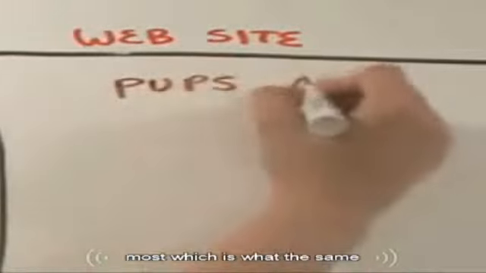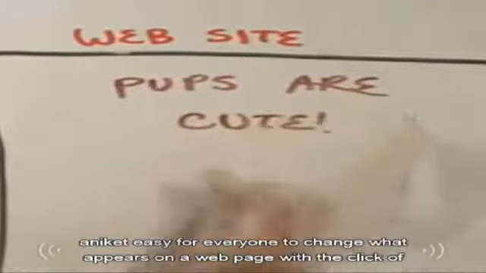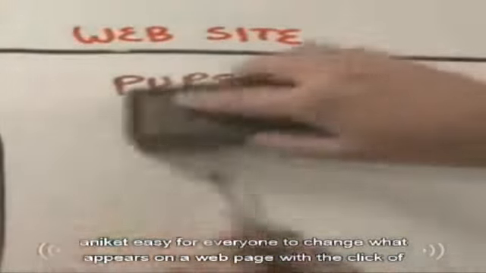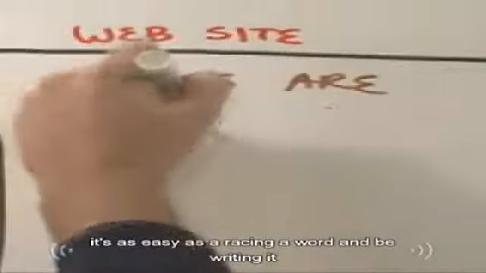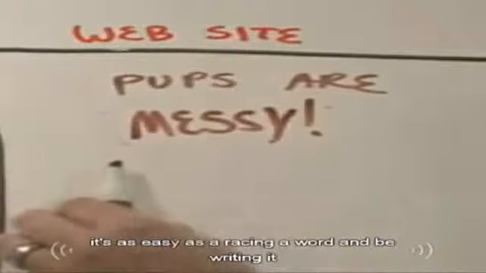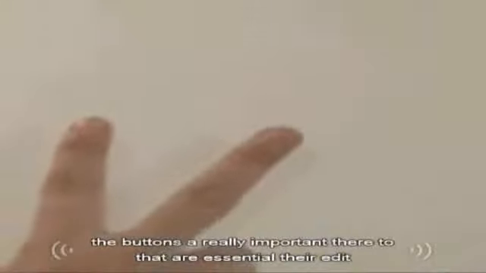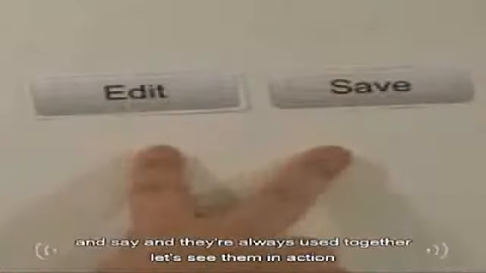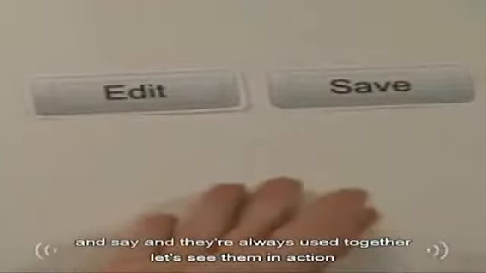Yay! Most wikis work the same. They make it easy for everyone to change what appears on a web page with a click of a button. It's as easy as erasing a word and rewriting it. The buttons are really important. There are two that are essential. They are edit and save, and they are always used together. Let's see them in action.